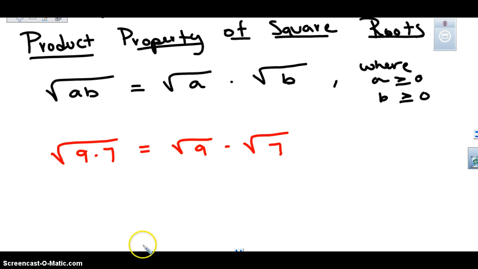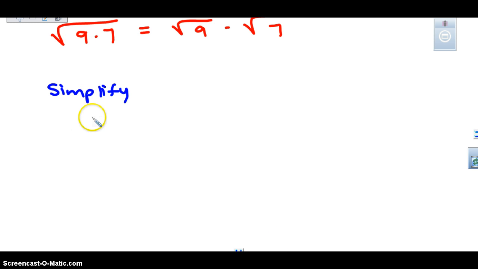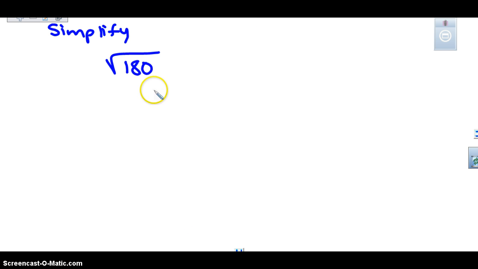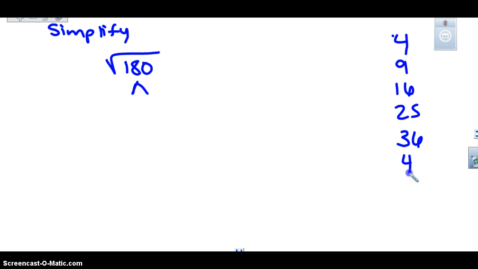So for example, if we need to simplify the square root of 180, we have to think about the factors of 180 that are perfect squares. So what were the perfect squares? 4, 9, 16, 25, 36, 49, 64, and so on.